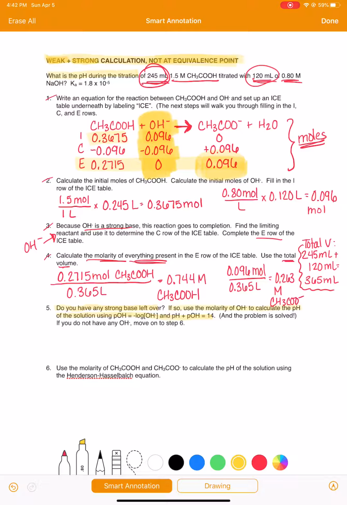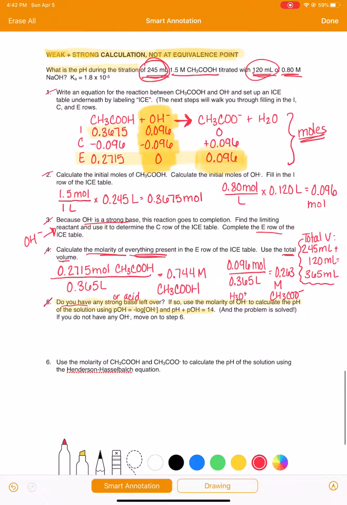If this was a weak base, strong acid problem, we would be asking the same type of question just for acid. So instead we would be saying, do you have any strong acid left over? And if so, we would use the molarity of that strong acid, H3O+, to calculate the pH of the solution. But we don't have any, so we can't do that. We can't do step 5. Instead, we have to move on to step 6.